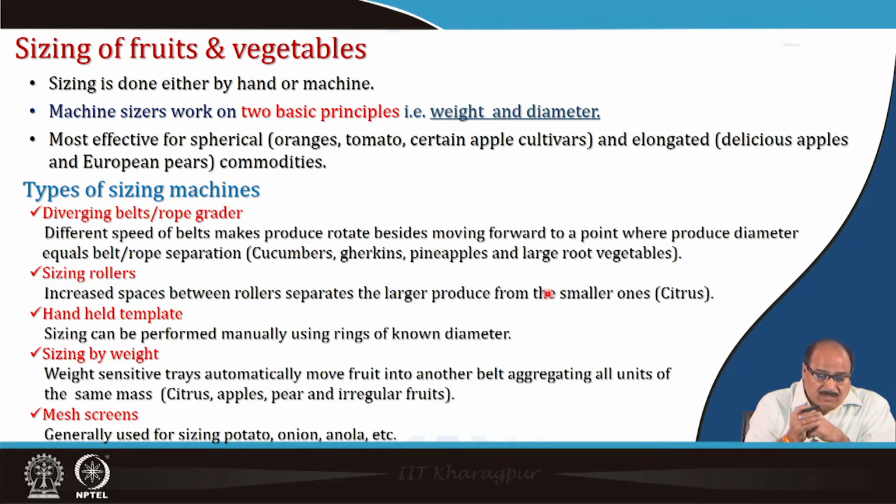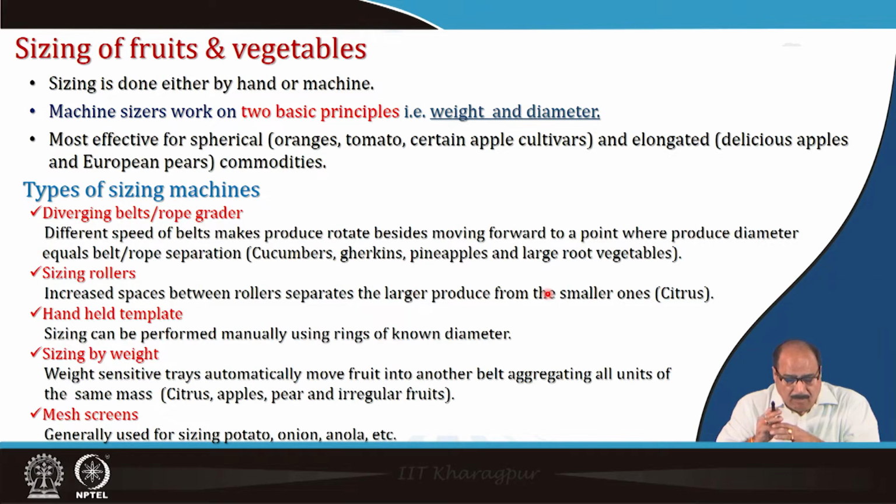Then sizing rollers, where increased spaces between the rollers separate the smaller produce from the longer ones. It is suitable for citrus fruits. Handheld template sizing can be performed manually using a ring of known diameter, or sizing by weight, where weight sensitive trays automatically move fruit onto another belt, aggregating all units of the same mass.